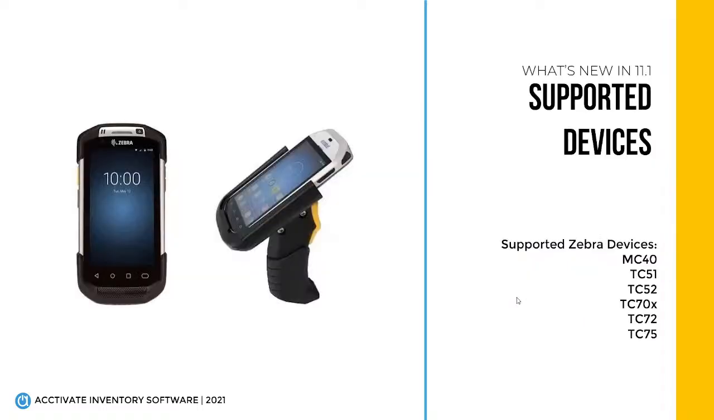Acctivate version 11.1 will include the release of Acctivate Mobile for Android. So Acctivate Mobile will continue to be offered and supported on Windows mobile devices, but we have chosen to expand our mobile offerings to include Android because it's widely supported. It offers a simplified installation and update process, and overall has an intuitive and modern interface, which we're confident will help you to be more efficient. The first release of Acctivate Mobile for Android will include support for mobile picking and receiving on Android devices.